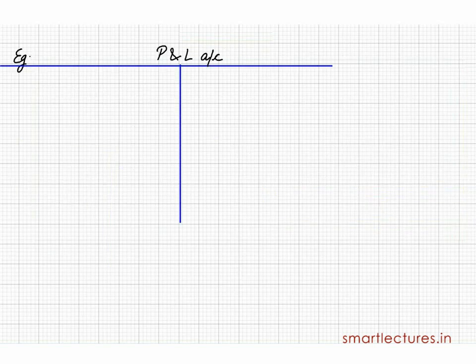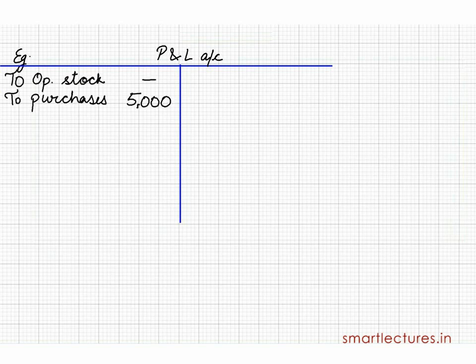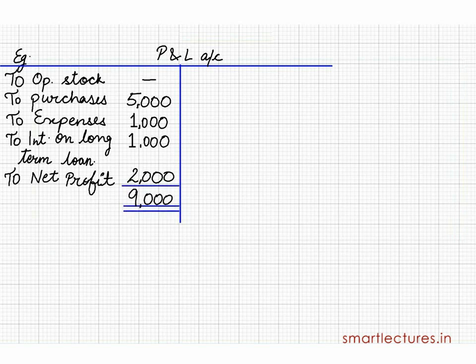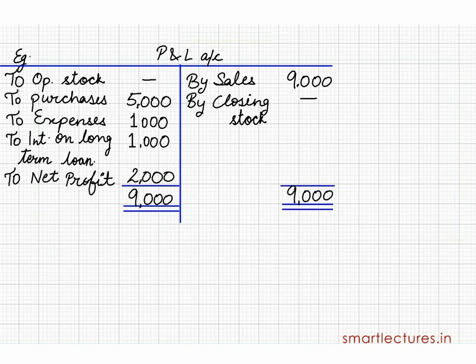Suppose there is a profit and loss account. On debit side, opening stock 0, purchases 5,000, expenses 1,000, interest on long-term loan 1,000, to net profit 2,000, total 9,000. On credit side, by sales 9,000, by closing stock 0, total 9,000. So the net profit in this profit and loss account is rupees 2,000.